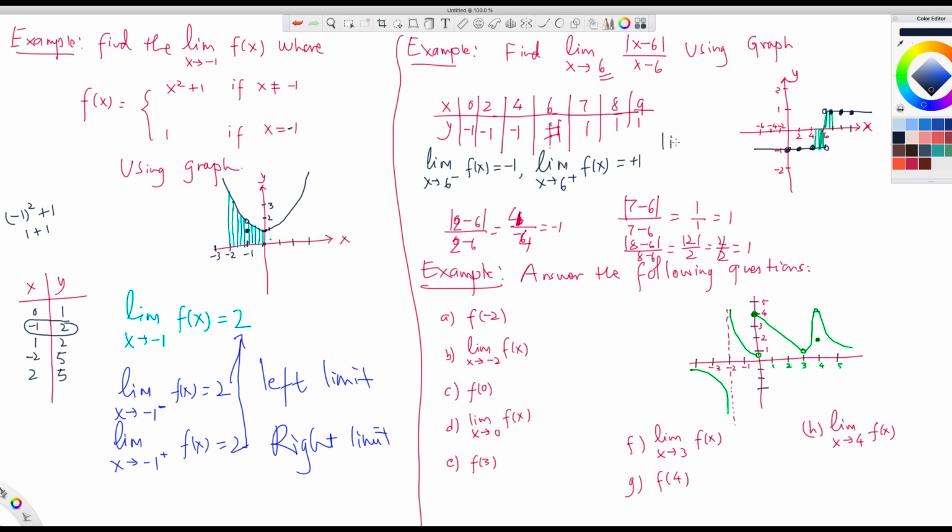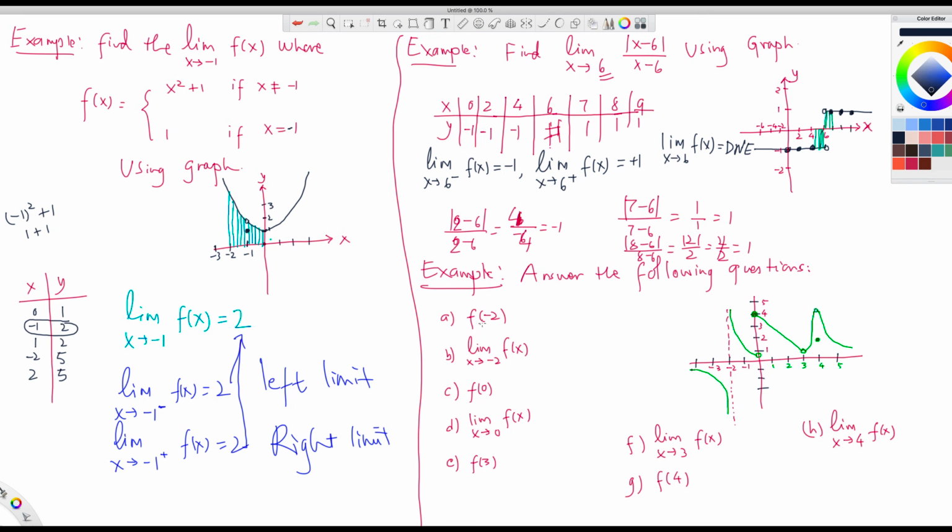How do I write that? Limit x tends to 6 f(x) does not exist, DNE. That is does not exist. This is how we write the does not exist case. Okay, guys? Let us see the last example now. We answer the following questions from the graph.